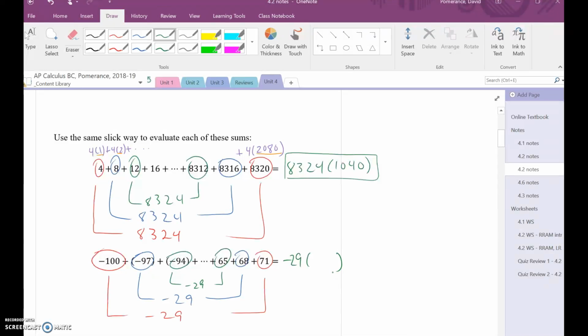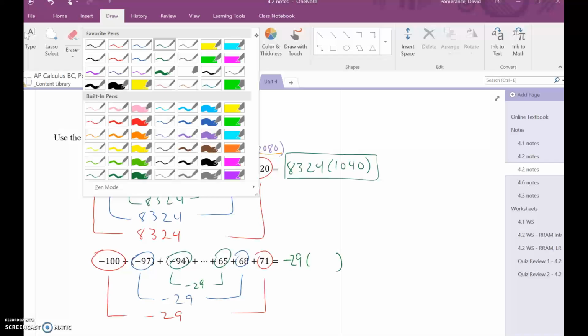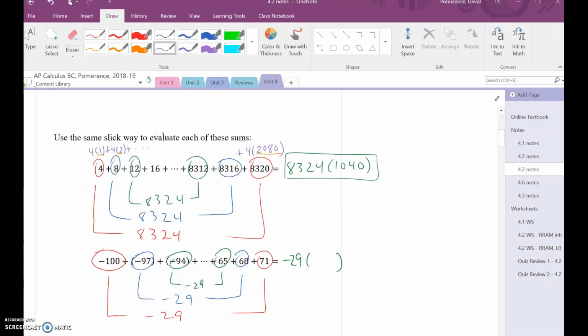And the question is, how many of these are there? Well, this one's a little bit harder, but if we remember how to create an equation using a series of numbers that are equally spaced, this is an arithmetic series, increasing by 3 each time.